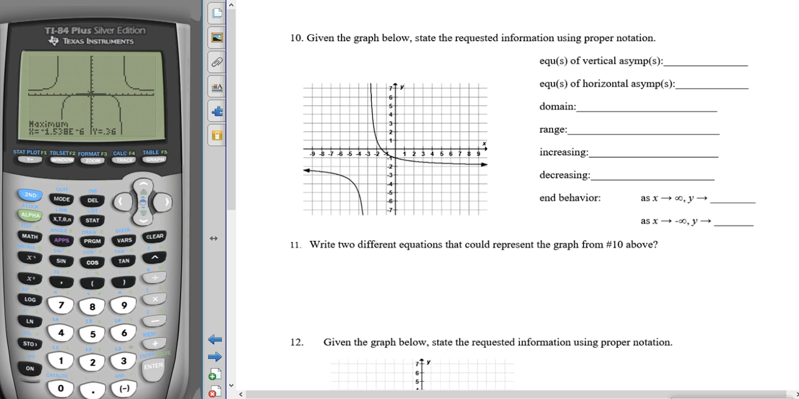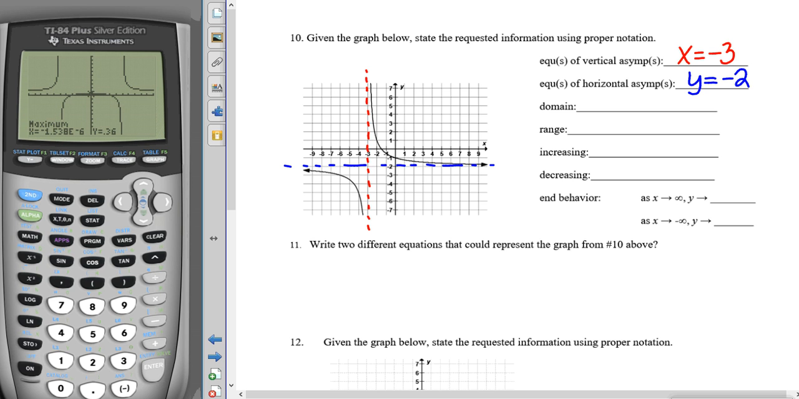These are the characteristics of the graphs. So I've given you the picture, and we're going to state the requested information using proper notation. So first I'm looking for the vertical asymptotes. It looks like I have a vertical asymptote right here at x equals -3. If it's close, you can assume it's probably the integer value. The horizontal asymptote, looking at my picture, I think I'm leveling right here at -2. So I'm going to have y equals -2.